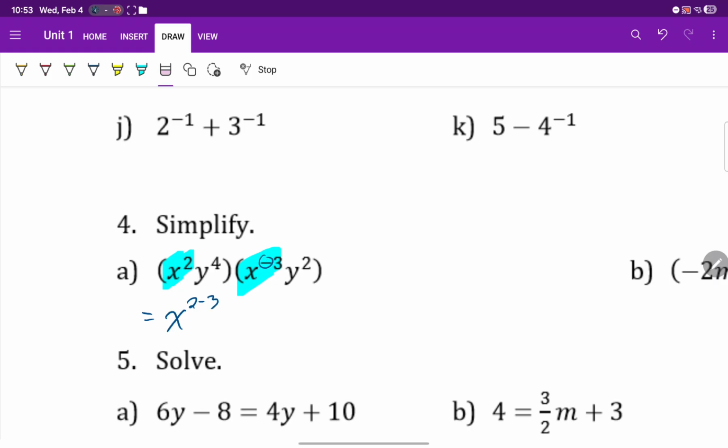Or I could say plus -3. And that's going to be y to the power of 4 plus 2. That simplifies to x to the power of -1, y to the power of 6, which simplifies even further to y to the power of 6 over x. Okay, because of that negative exponent there, we can put that x into the denominator.